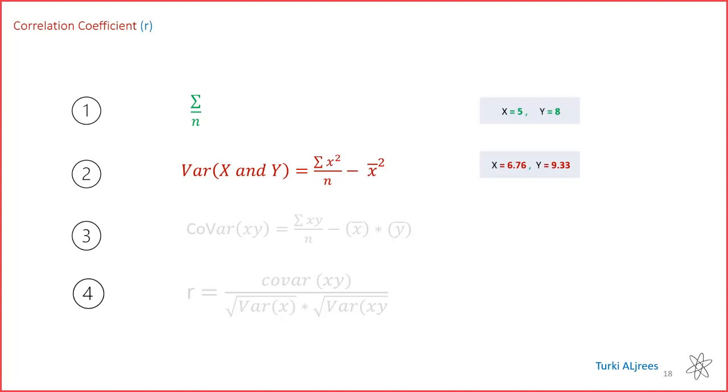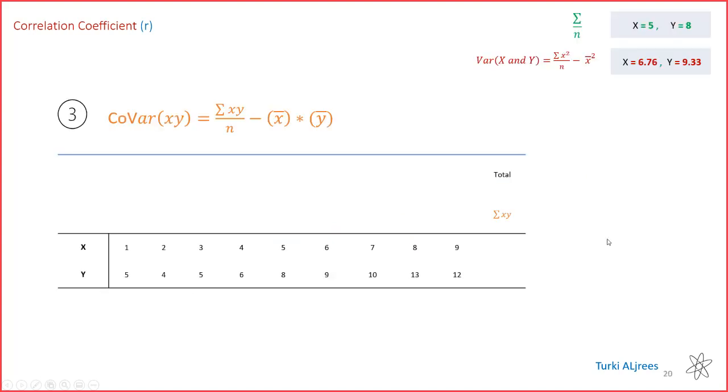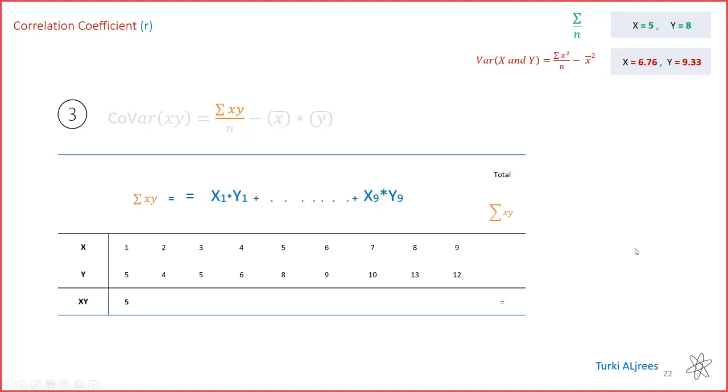Now, after we find the mean of x and mean of y, the variance of x and variance of y, we can calculate the covariance of x and y. To work this out, we need to multiply the x value by the y value and then sum them up. That means we need to add another row to this table called xy.